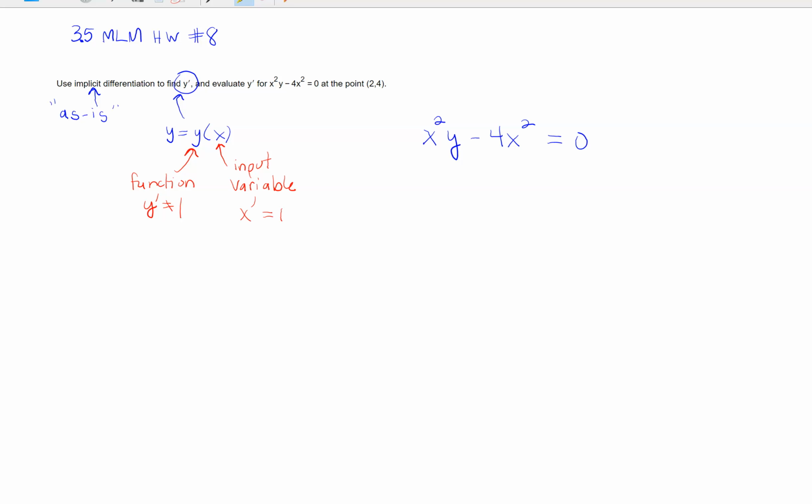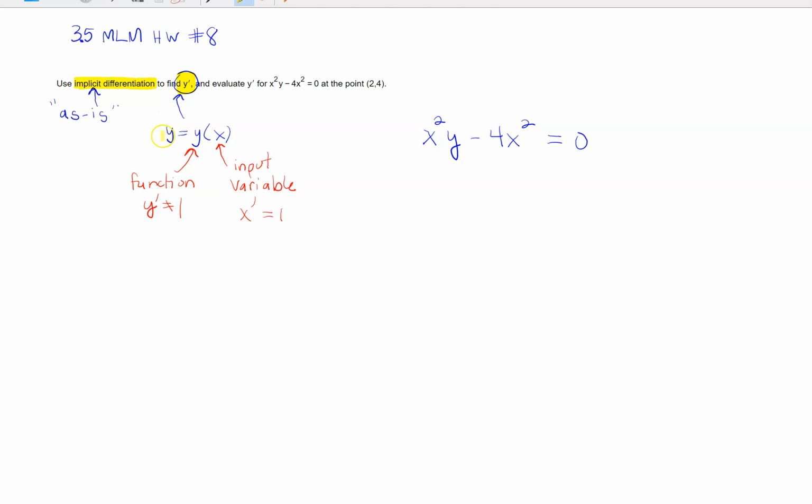This is question number 8 from the 3.5 MyLab math homework on implicit differentiation. In this problem, we're given an equation and we're being told to use implicit differentiation to find y prime. When you see implicit differentiation, that means you have to use the equation as it was written. You're not going to use any algebra to rearrange things or simplify before you start the derivative. You have to use what was given to you, and they're asking us to find y prime.